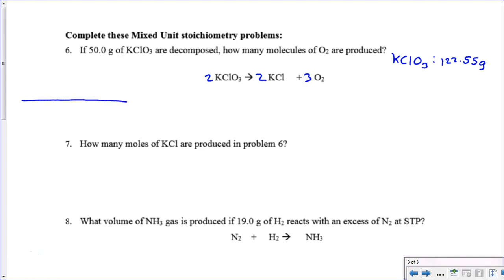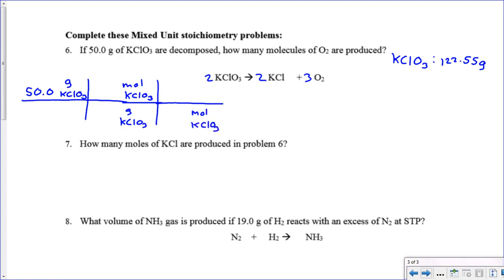All right, and so what I'm going to do is start off with this conversion. We start with what's given, 50.0 grams of KClO3. Then remember the first step. We have to go from grams of KClO3 to moles of KClO3. And that's using the molar mass. All right, then we're going to go from moles of KClO3 to moles of O2, because that's the other substance we want to talk about in this problem. And then we go from moles of O2 to molecules of O2.